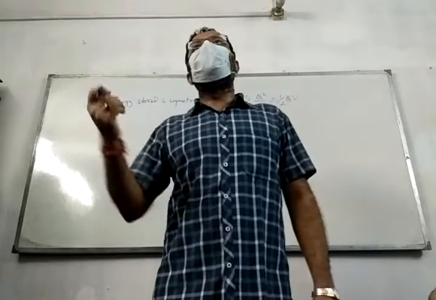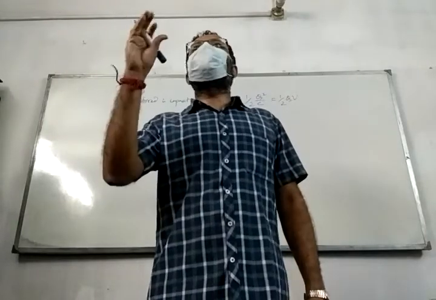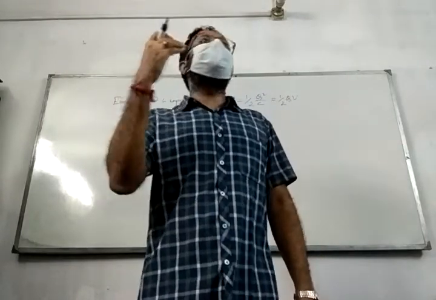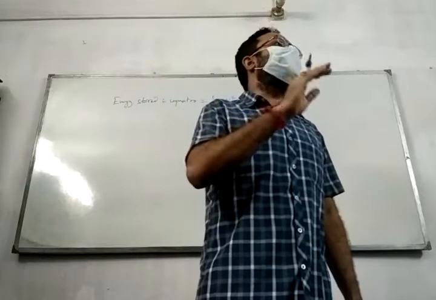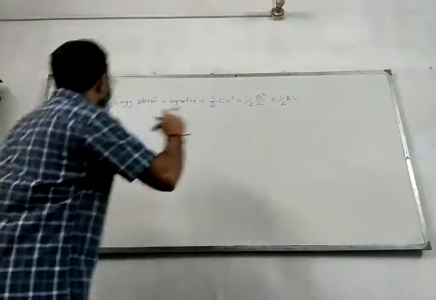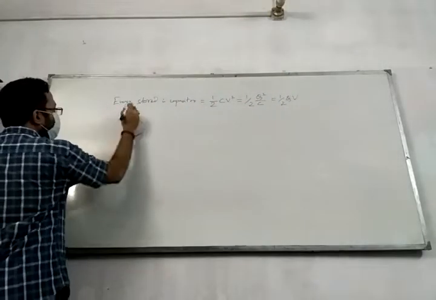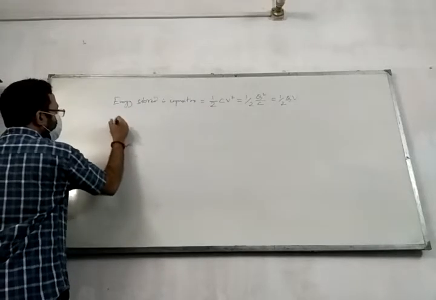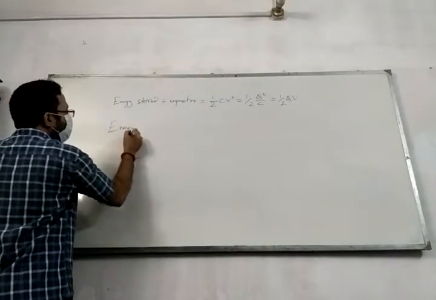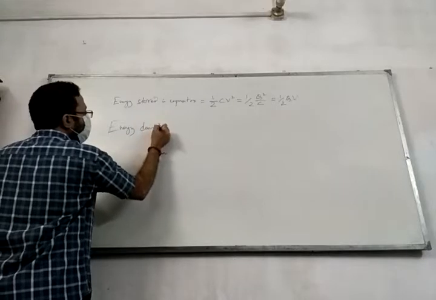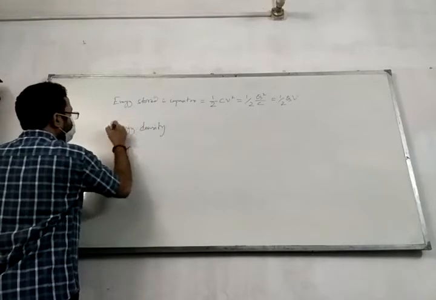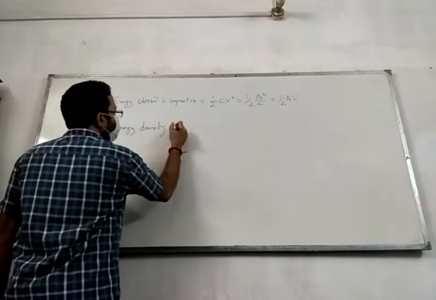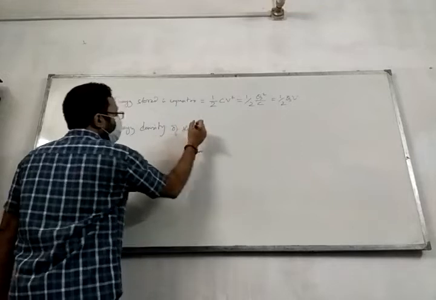But here they are saying the opposite. They are saying the energy density depends on the shape and size of the capacitor. Okay? So to find that parameter, instead of finding the stored energy, what do we find? Energy density. Energy density of the field.